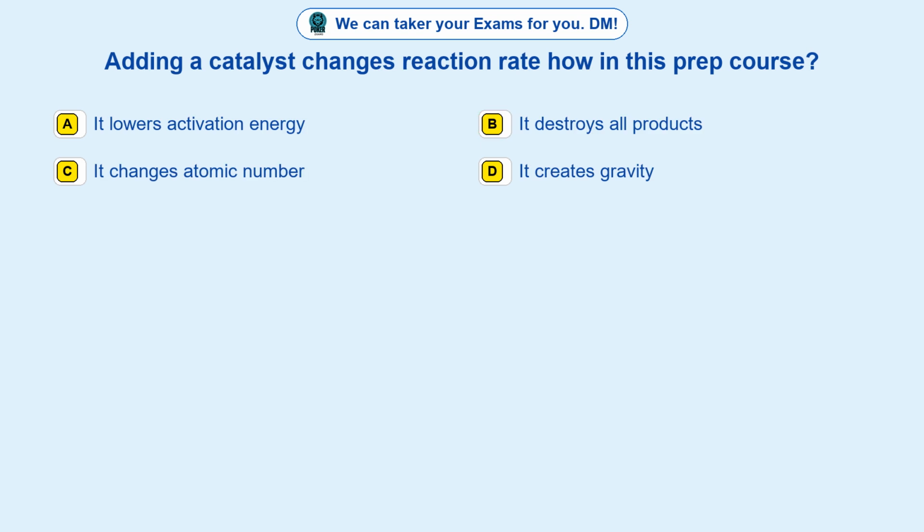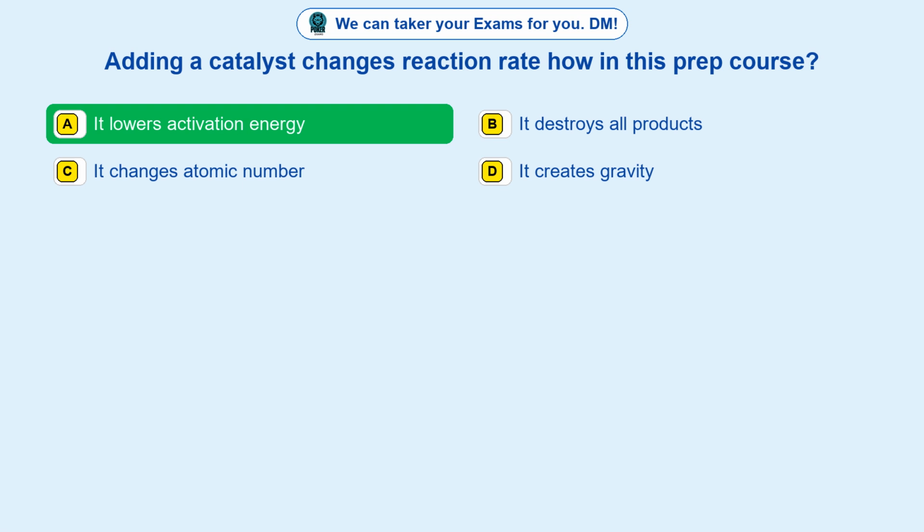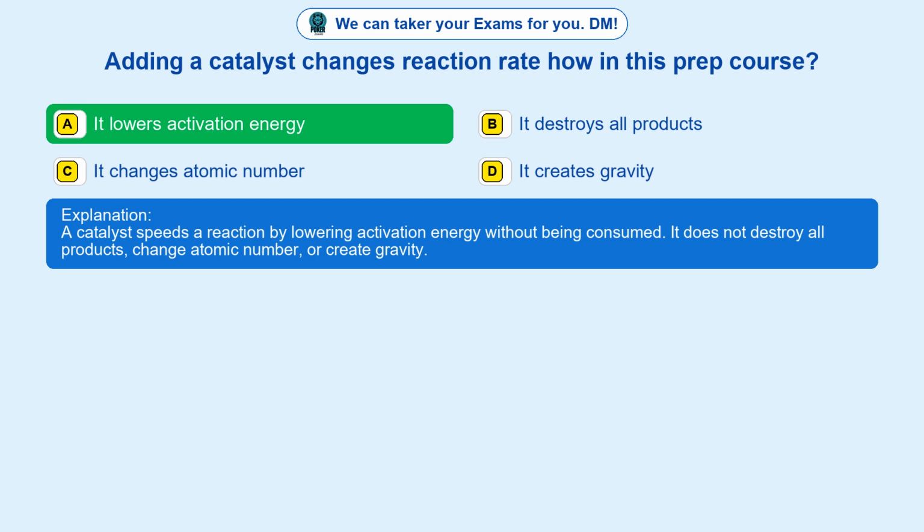Question 37. Adding a catalyst changes reaction rate how in this prep course? Option A. It lowers activation energy. Option B. It destroys all products. Option C. It changes atomic number. Option D. It creates gravity. The correct answer is option A. It lowers activation energy. A catalyst speeds a reaction by lowering activation energy without being consumed. It does not destroy all products, change atomic number, or create gravity.